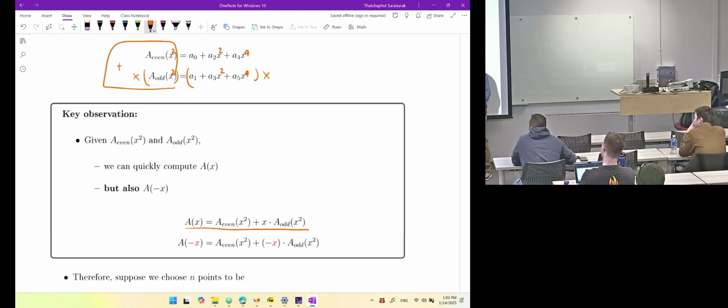However, the key insight is this. Suppose I have computed these two. Nothing surprising, I can compute A(x). But the nice thing is that I can also compute A at minus x quickly too, by basically doing nothing in addition to this. Because A at minus x just uses the same thing here, and the same thing here, and I just need to multiply by minus x here.